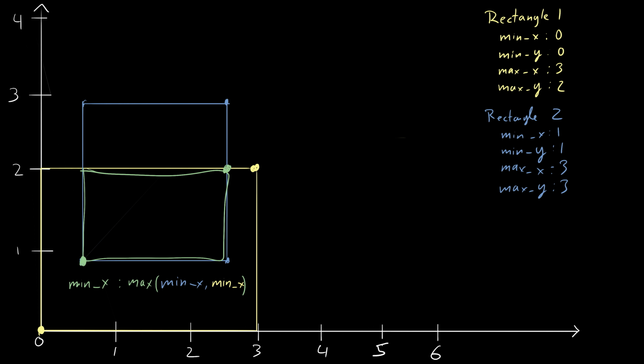Then we do the same thing for everything else. For example, the new min y would be the max of the blue's min y and the yellow's min y.